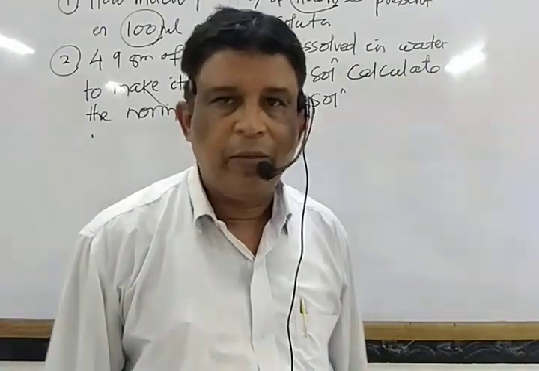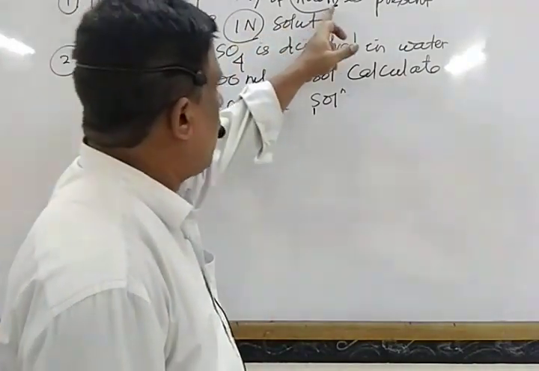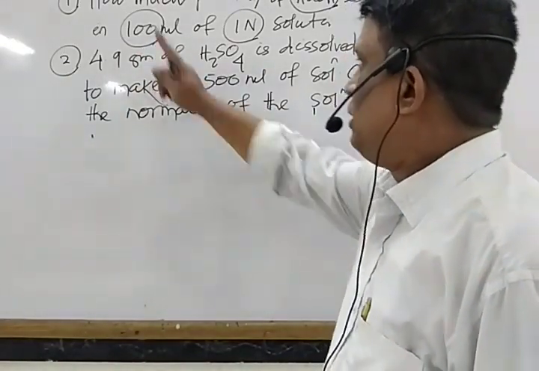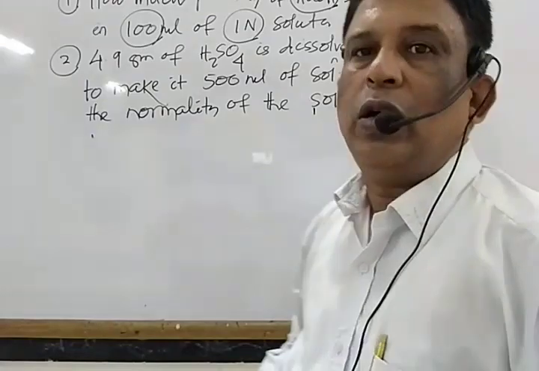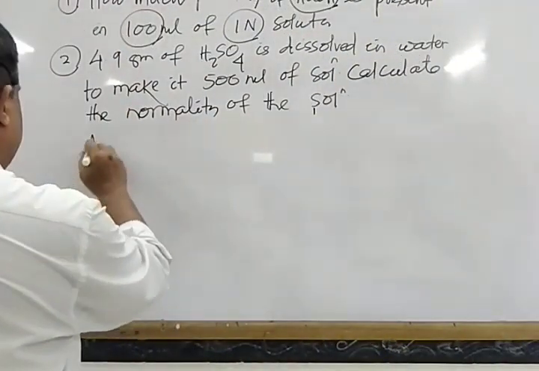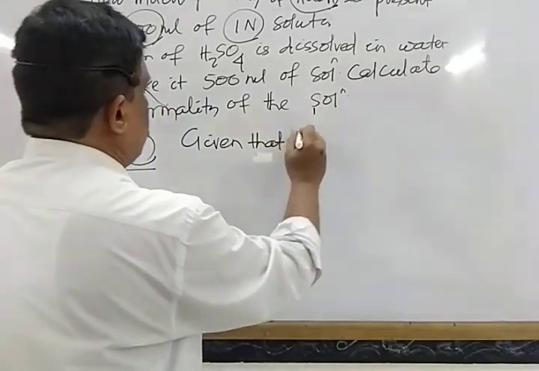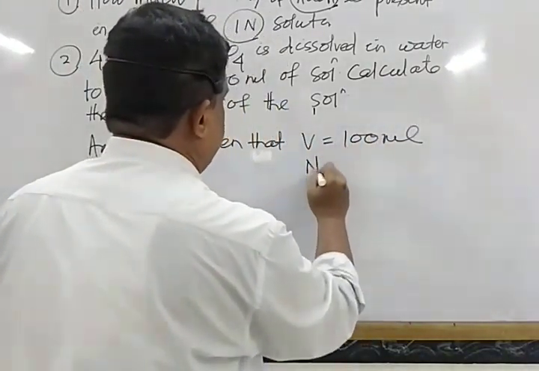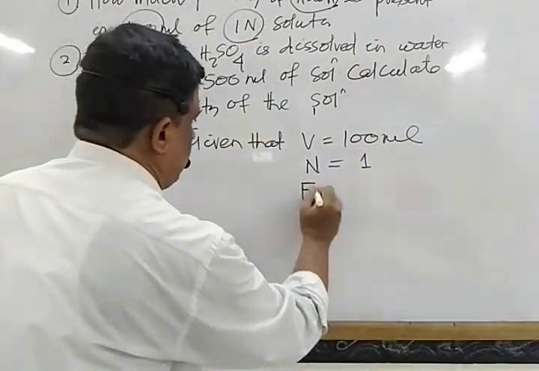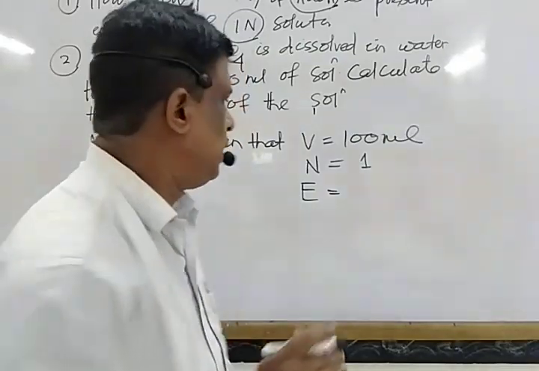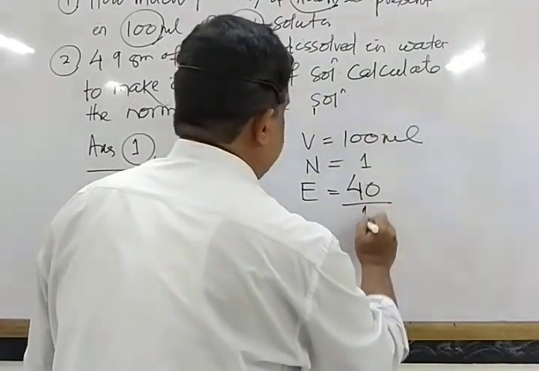So let us apply this concept to solve some problems relating to equivalent mass. Mark the question. What is the question given? How much quantity of sodium hydroxide is present in 100 ml of one normal solution? So volume is given, normality is given. We have to calculate the mass of sodium hydroxide required. Answer: given that volume V is equal to 100 ml, normality N is equal to 1. Then equivalent mass E: sodium hydroxide is a base, and equivalent mass of a base is equal to molecular mass of the base by acidity. Molecular mass is 40, acidity is 1, so it is 40.